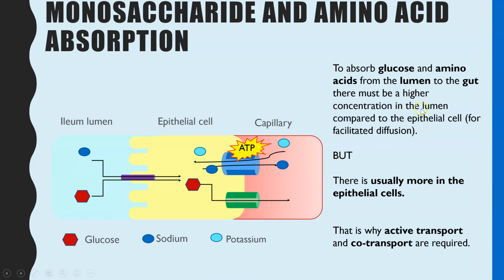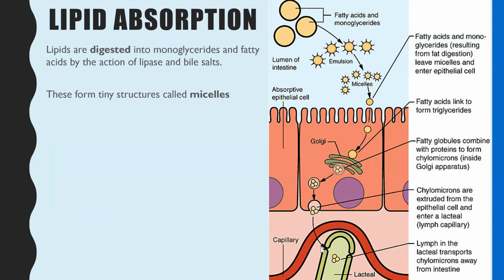Now, some will be absorbed by facilitated diffusion, but you could get to the point where you have more sugar inside of the epithelial cells and inside of the blood compared to the lumen, and therefore you won't be able to absorb that sugar or amino acids. And that's why co-transport, a type of active transport, is also essential. The actual process, as I said, check out the video on that.